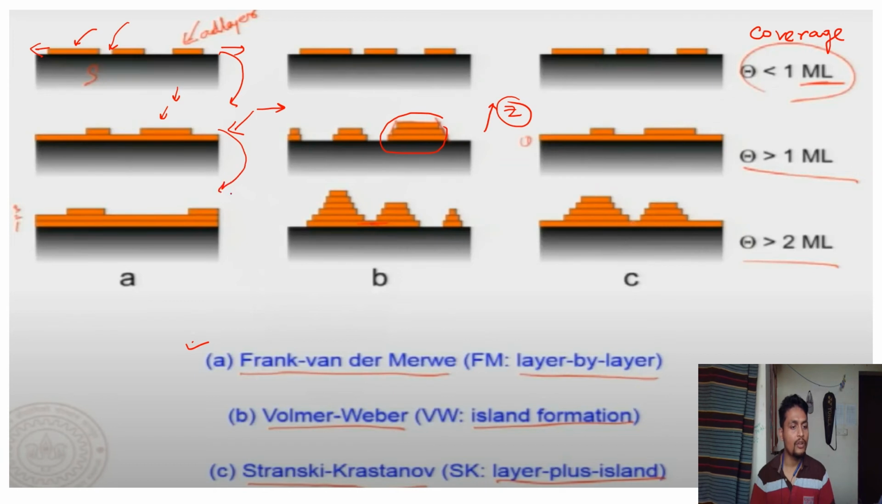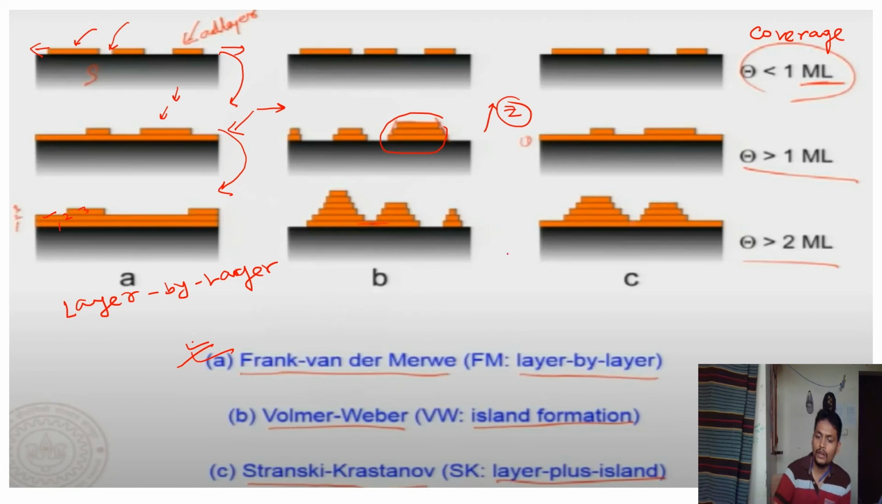And when we increase the coverage, again the second layer is formed. This one is one, this one is two, and this was three. The second layer is formed. Now three is formed here and there. So again, if you increase, the third layer will be covered, and then some fourth layer will be observed. So this is going layer by layer, right? Layer by layer. It is also written here. And whenever this layer by layer is observed, that is called the Frank der Merwe growth pattern.